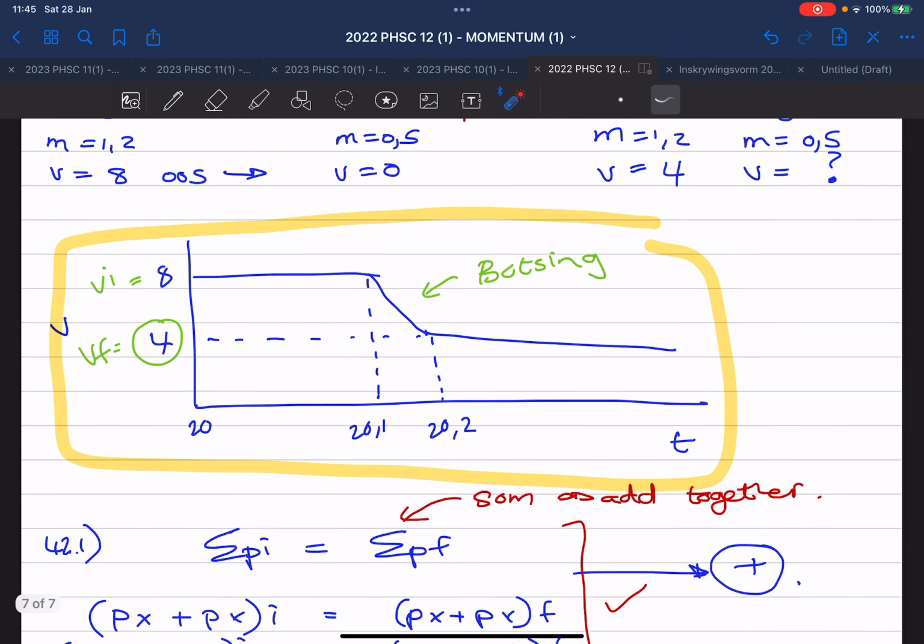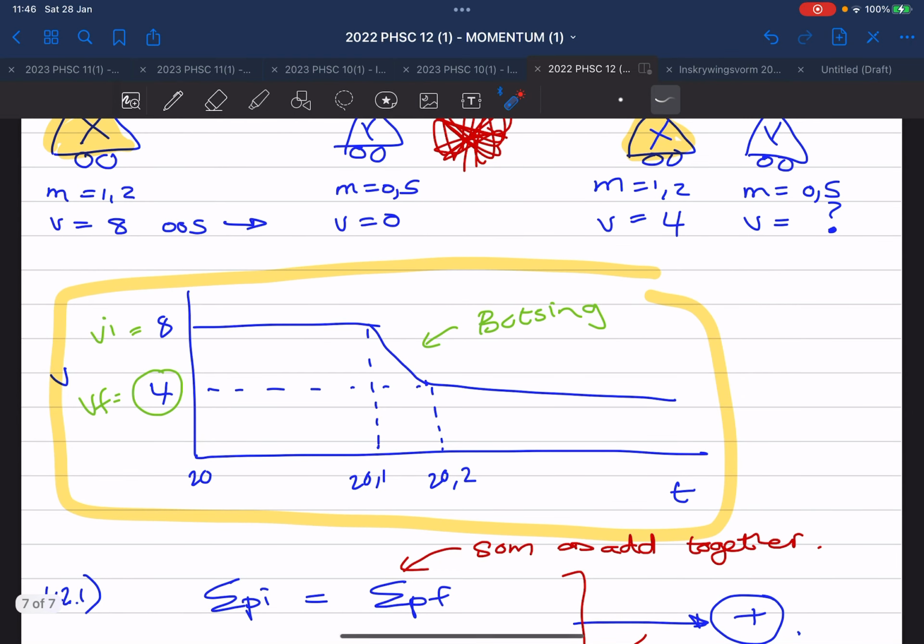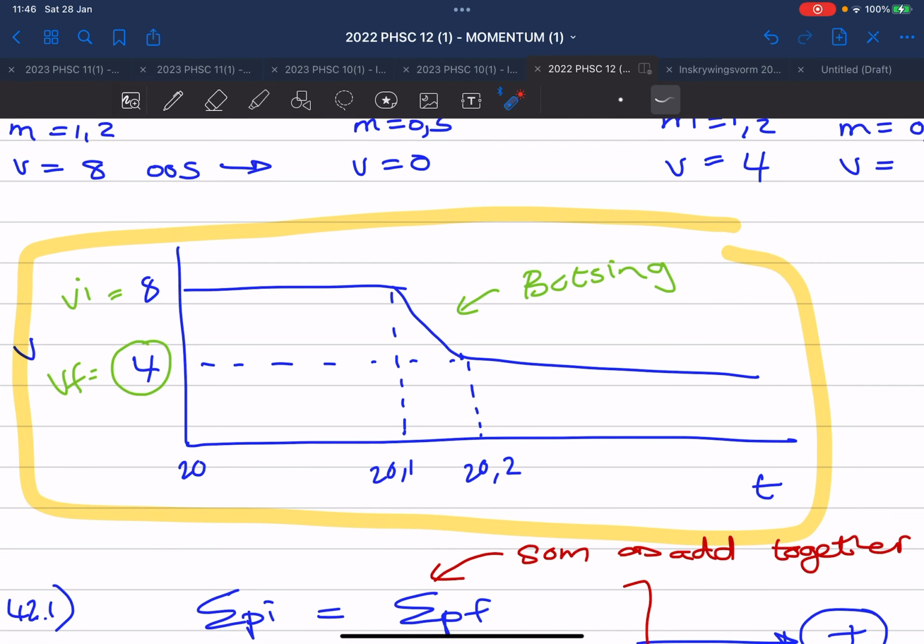Now, wat hierdie, this here, is the information for the collision, vir die botsing. So wat is die tyd wat die botsing geneem het? What is the time that the collision took place? Time frame, time. Ja. Hoe het jy gekom by 0,1? Mooi. So that was the collision. The time, so if you had a stopwatch, the time when the collision started was 20.1 seconds and when the collision ended was 20.2 seconds. So die tyd vir die botsing, the time of the collision was 0.1 seconds.